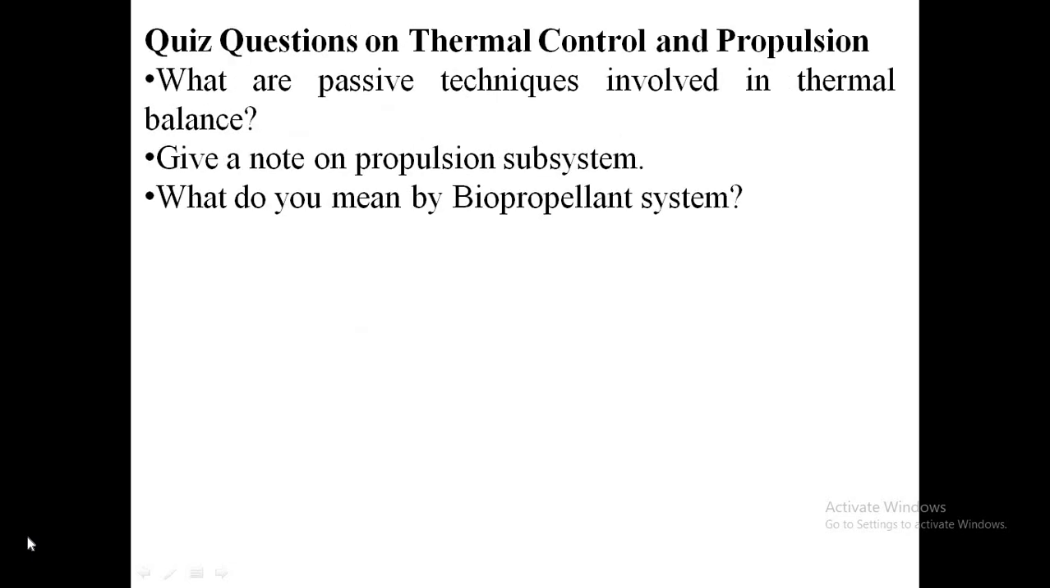Quiz questions on thermal control and propulsion. What are the passive techniques involved in thermal balance? Give a note on propulsion subsystem. What do you mean by bipropellant system?